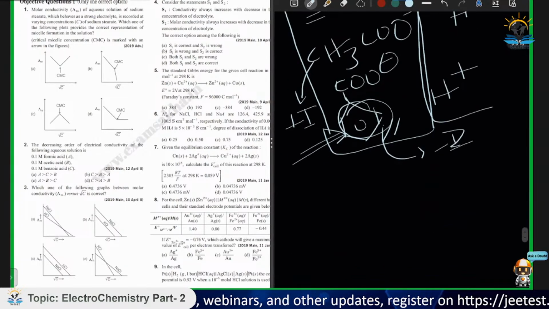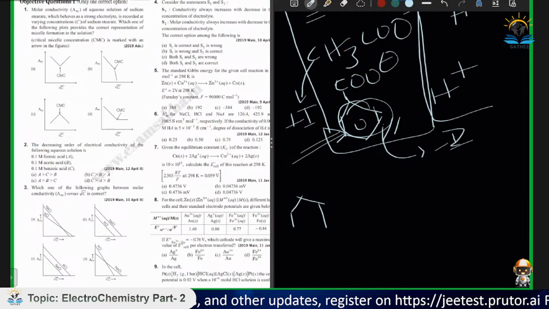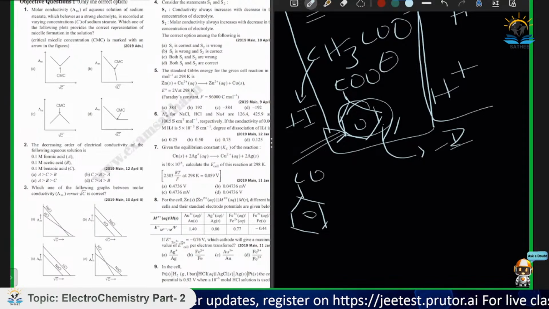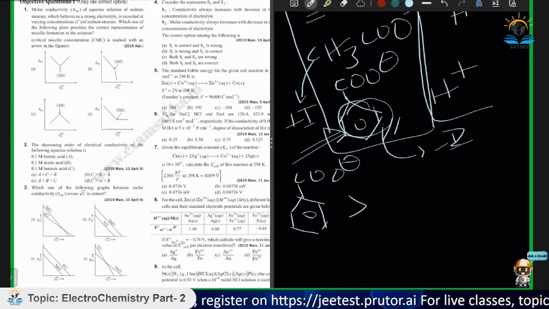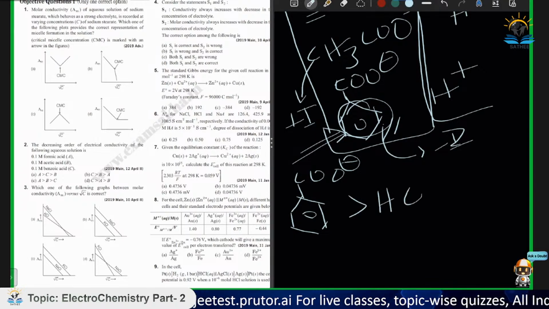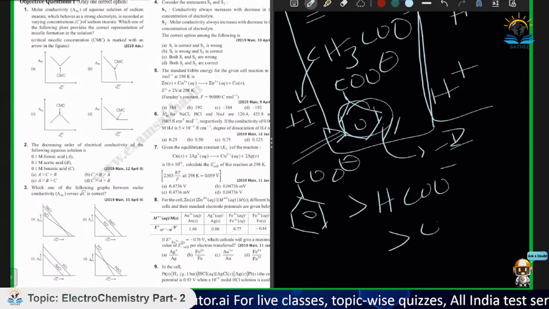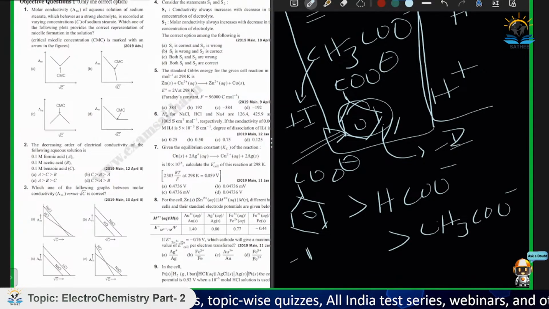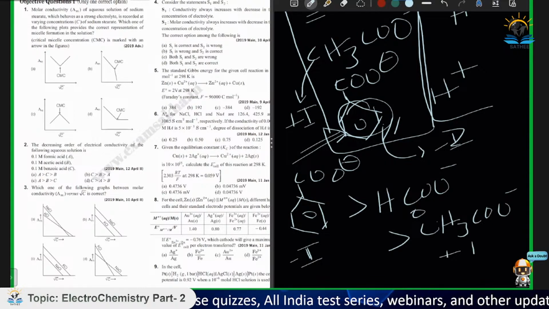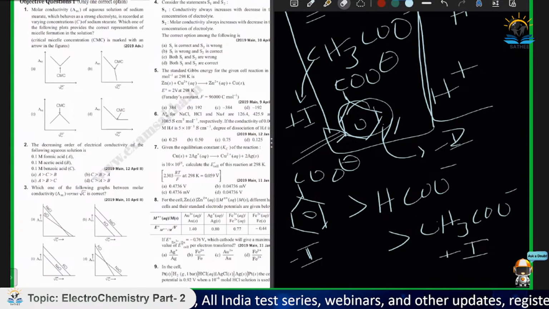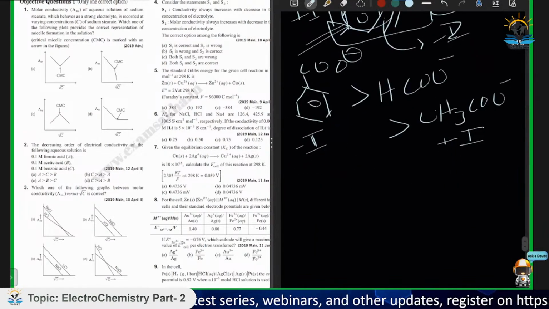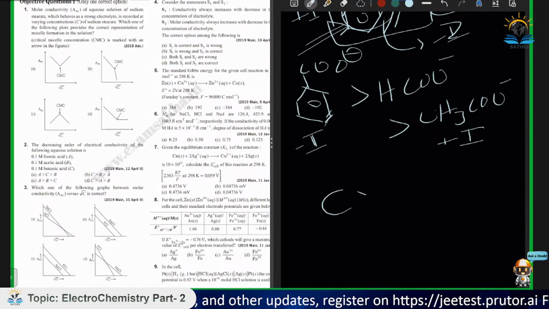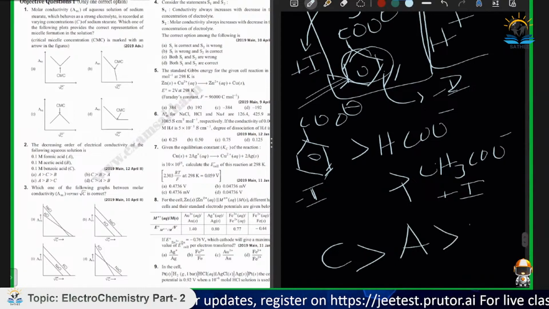So you will say benzoate is more stable than HCOO minus, which is more stable than CH3COO minus: minus I, nothing, plus I. So in the ionic state these are stable. So your conductivity is also this way: C greater than A greater than B.